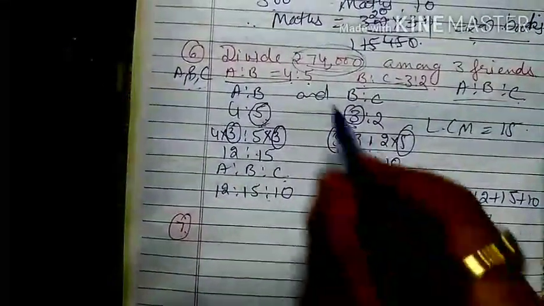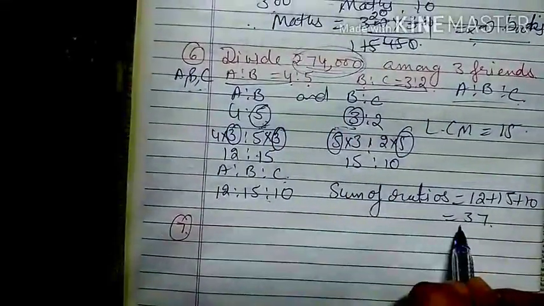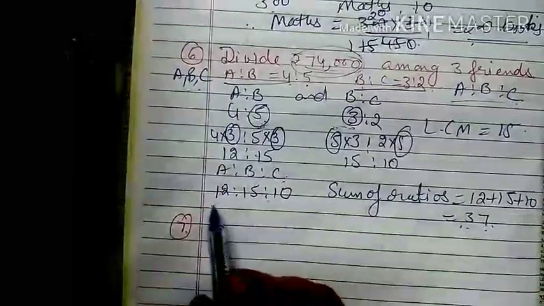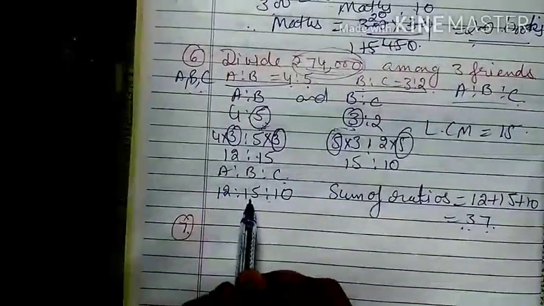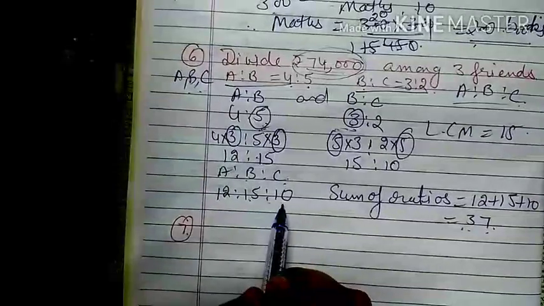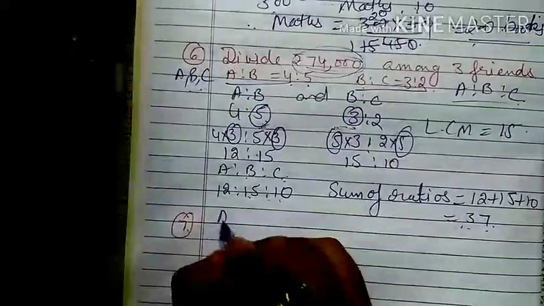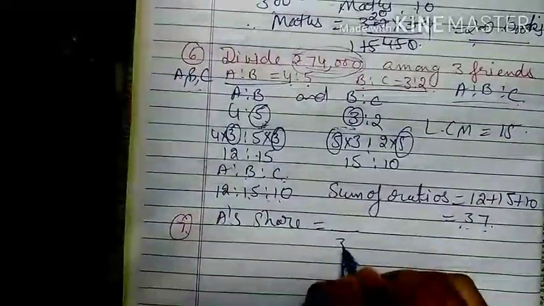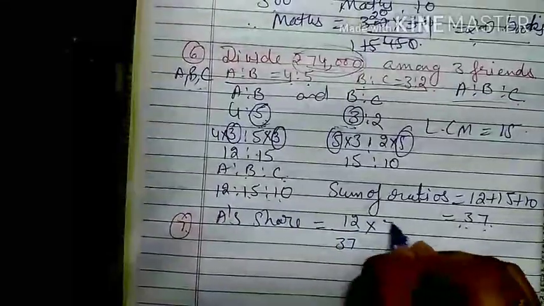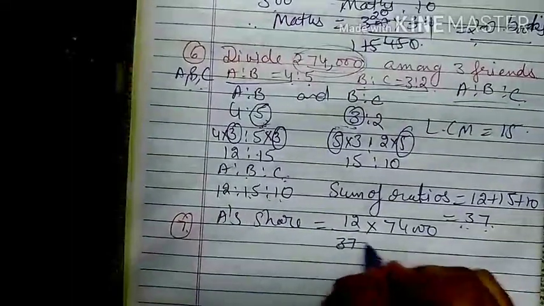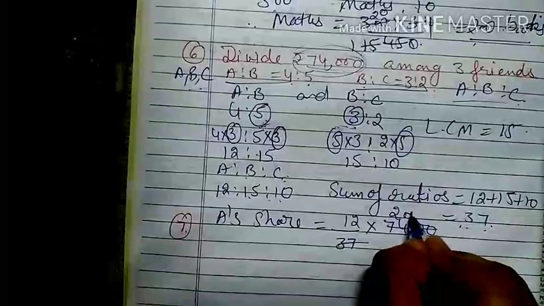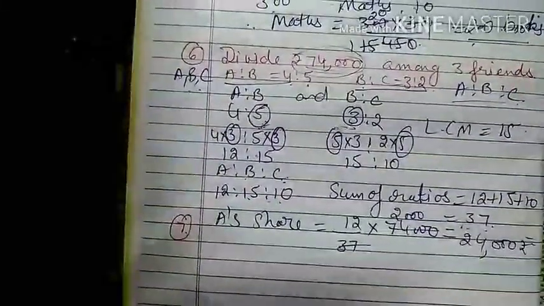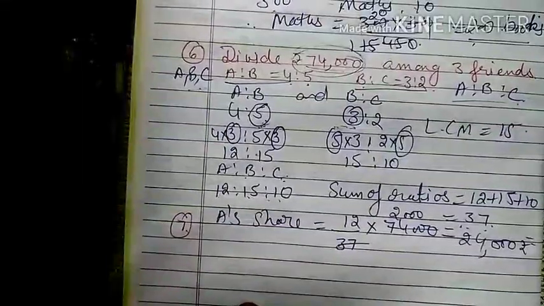And that means 74,000 is divided among 37 equal parts, and among 37 equal parts, 12 parts go to A, 15 parts go to B and 10 parts go to C. Now you have to find A's share. A's share is 12 parts out of 37, times 74,000. 37 twos are 74. So that gives me 24,000 rupees. That means A gets 24,000 rupees.